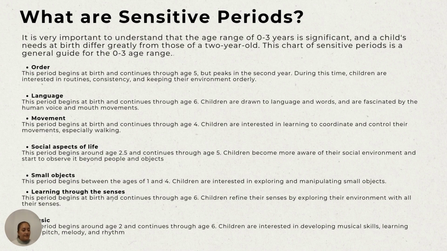So, what are sensitive periods? There are a lot of them. I've listed a few of them here for this 0 to 3 age. The number one sensitive period that I think is the most important for 0 to 3 is order. This is so important that we must continue to have a predictable schedule.